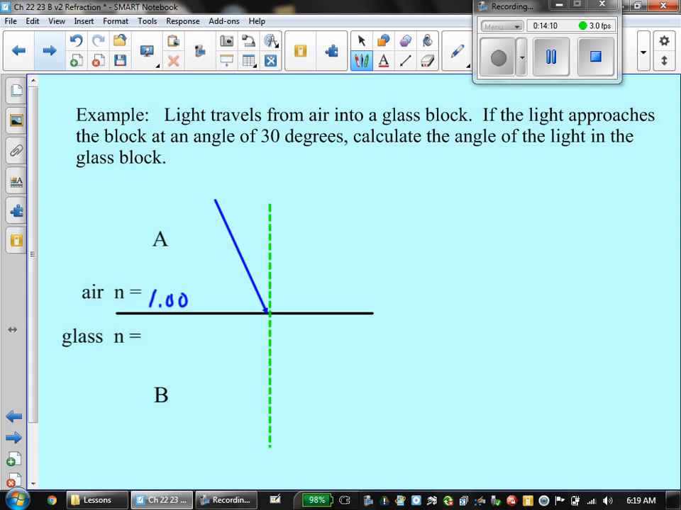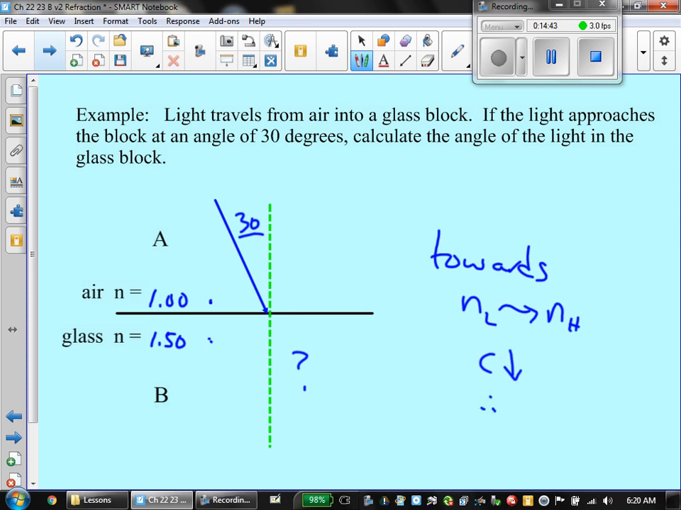If I send this light in at 30 degrees, what angle is it going to come out at? Well, the first thing I do is I'm going from something that has a low optical density to a higher optical density, so I know that it's going to bend towards the normal, because I'm going from n low into something with n high, so I know it's going to slow down. So the speed will decrease, the v will go down, and therefore we're going to bend towards the normal.